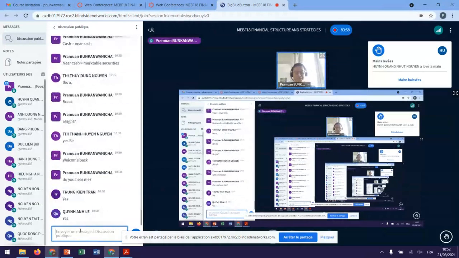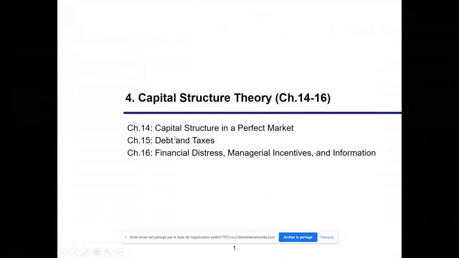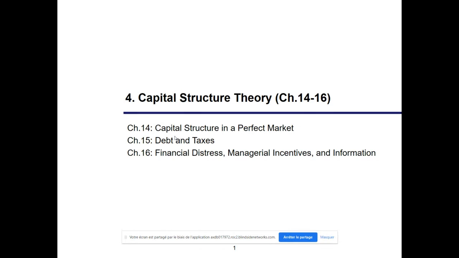Perfect. Okay. So let's start on the new module on capital structure theories. This module contains 3 chapters, chapter 14, chapter 15, and chapter 16. The chapter 14 that we're going to start today, right now, is about the capital structure in a perfect market. And then we introduce some market frictions like the taxes, managerial incentive, asymmetric information and financial distress, and so on and so forth, which is in chapter 15 and 16.